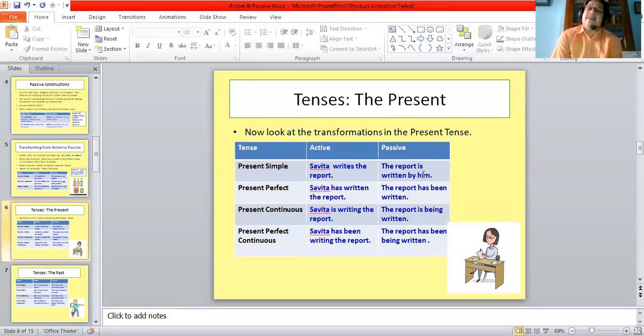You may use by Savita or by her, but you may not use it also. In present perfect continuous, it will be Savita has been writing the report. Changed into the passive, this will be the report has been being written by Savita.